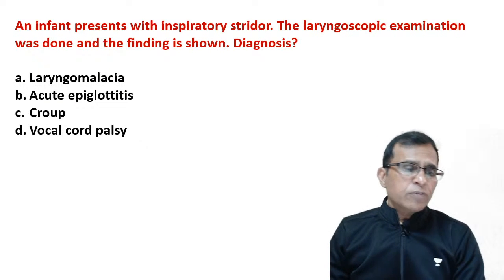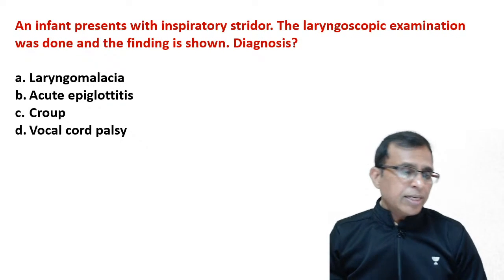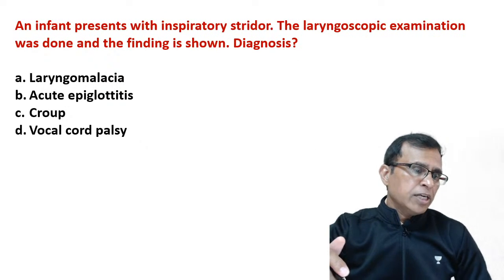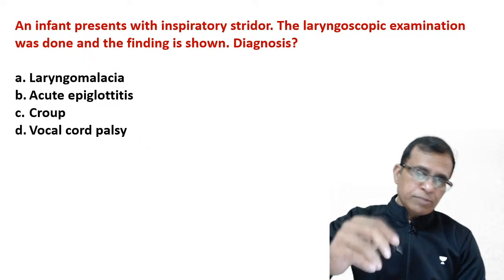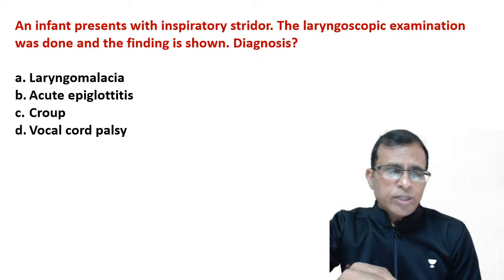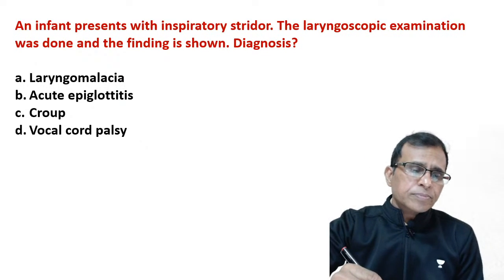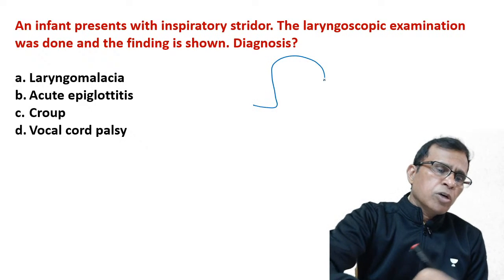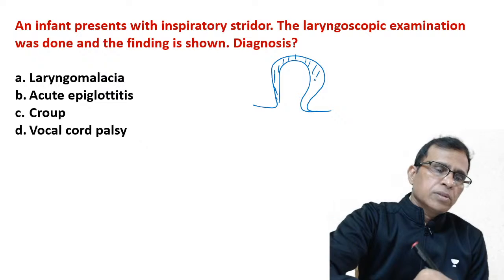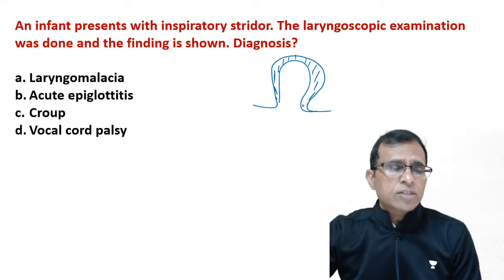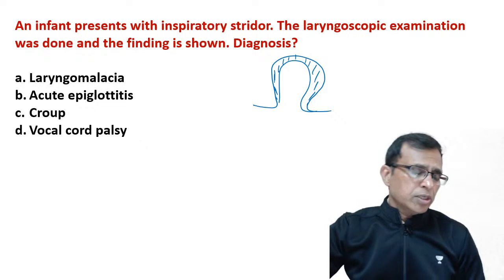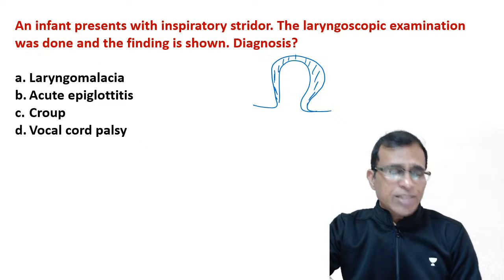An infant presented with inspiratory stridor. The laryngoscopic finding was done. I missed, the image is not here. I'm sure you know that there was an image showing the epiglottis, which was almost this shape. So by mistake, the image has not been put. But since you have already attended the lectures, you know what the image was like.